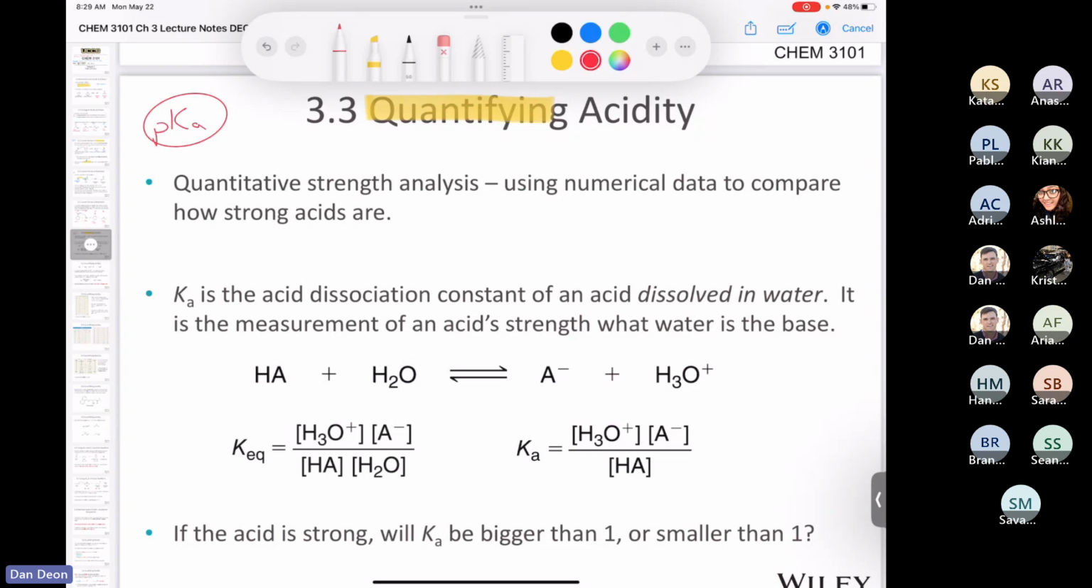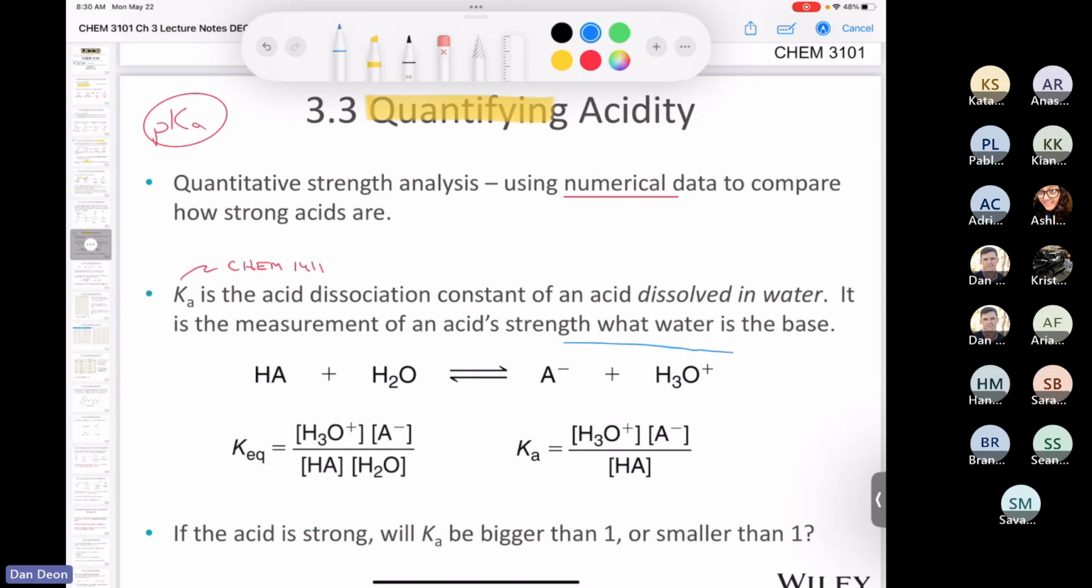So let's go back to our Gen Chem 2 days. If you remember, you would have done an entire chapter on equilibria. It says quantitative strength analysis using numerical data. We use numbers to compare how strong an acid is. So if you remember Ka, so this would be Gen Chem 2 if you're at UCCS, it would be chemistry 1411. It's the acid dissociation constant of an acid that's dissolved in water. It's the measure of the ability of an acid to donate a proton to water, or its ability to dissociate in water, really.